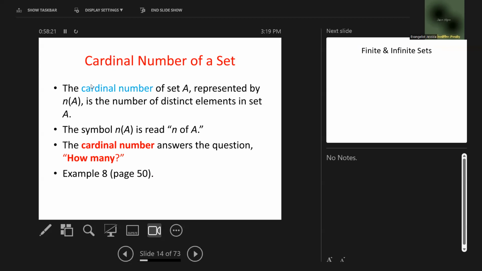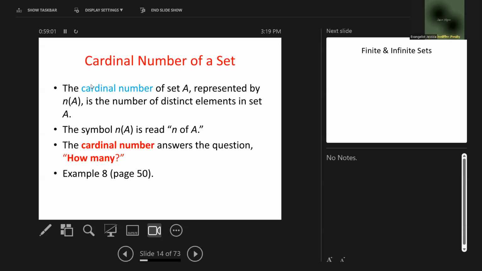Example 8, in the middle of page 50. Set A is the natural numbers 7, 9, 11, and 13. What would be its cardinal number? If I have a set whose members are 7, 9, 11, and 13, what's the cardinal number? How many members are in that set? How many elements? 4. That's it.